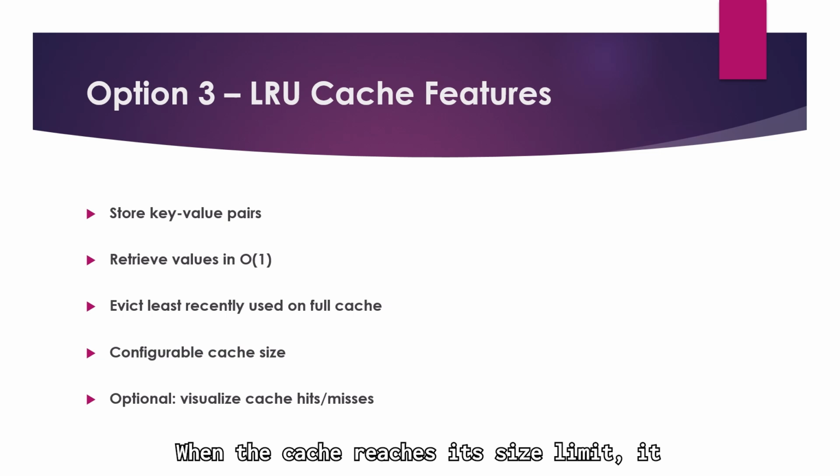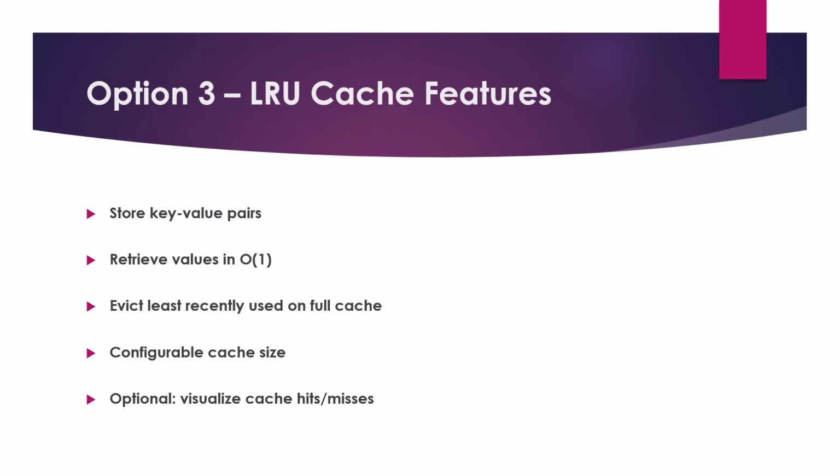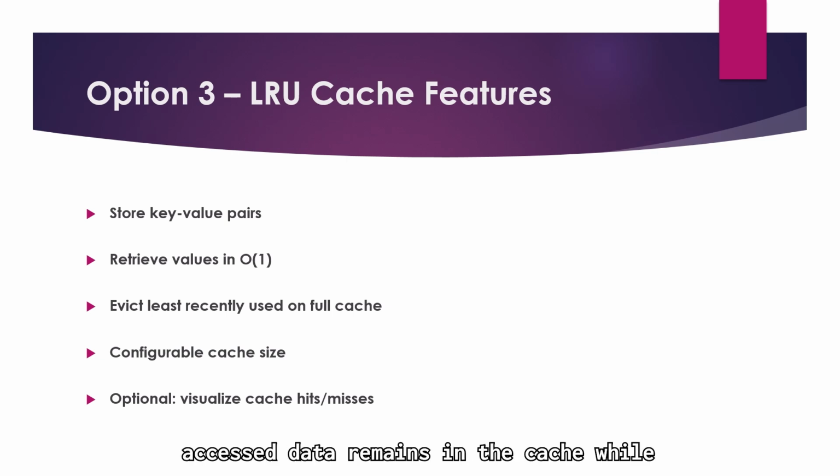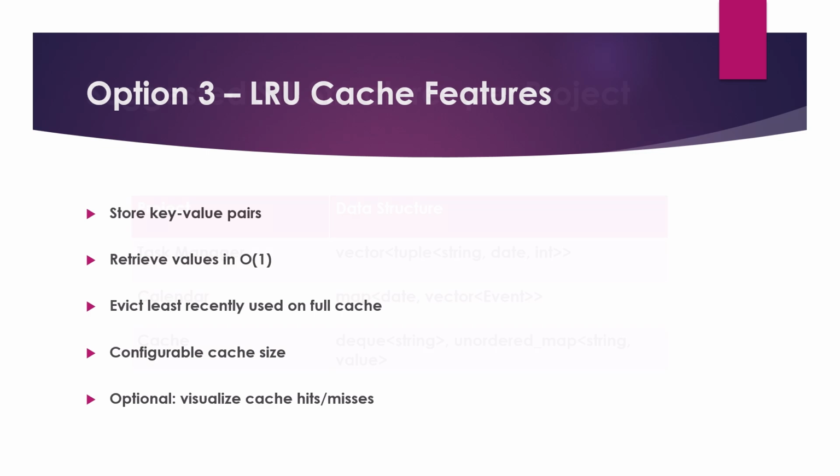When the cache reaches its size limit, it should evict the least recently used item to make room for new data. The LRU technique ensures that frequently accessed data remains in the cache while rarely used data is removed. You can also configure the cache size and optionally visualize cache hits and misses. This project will help you understand how deques and unordered maps can be used together for high performance data access.